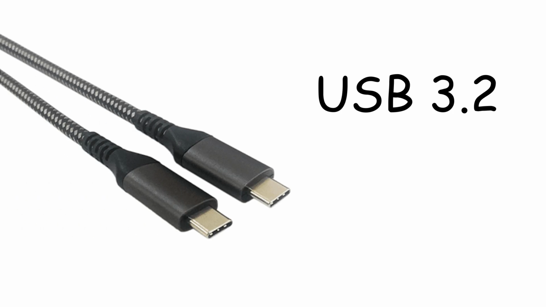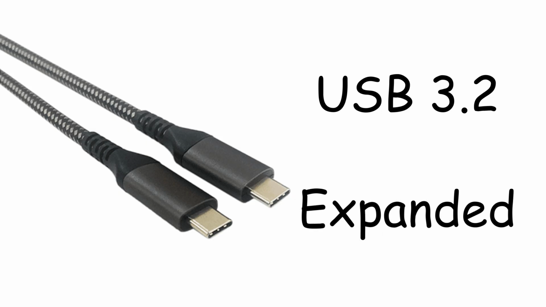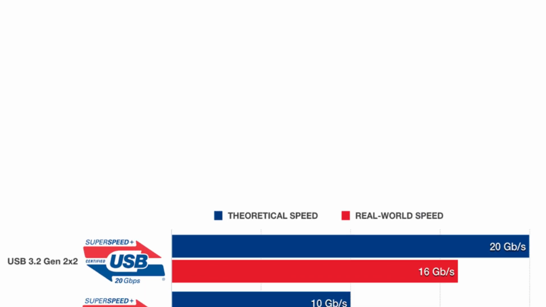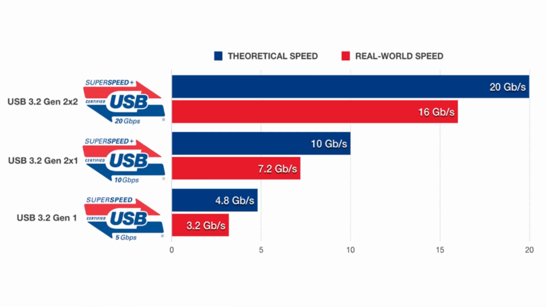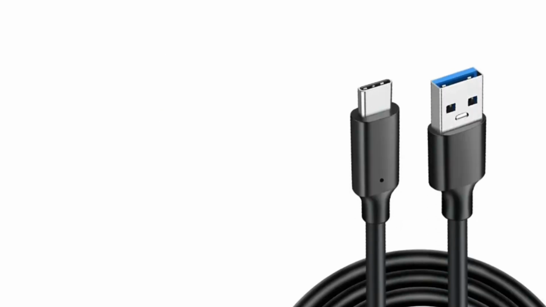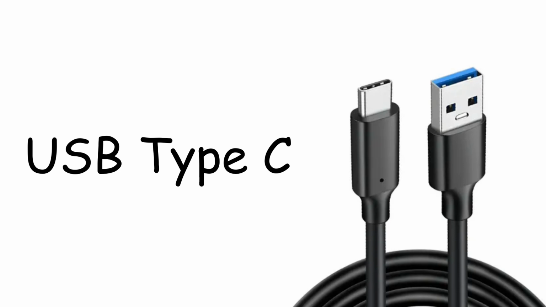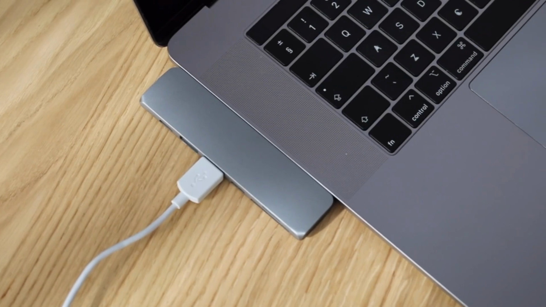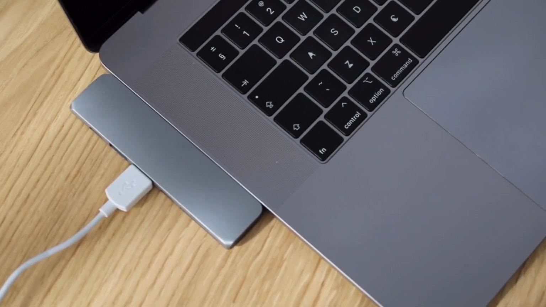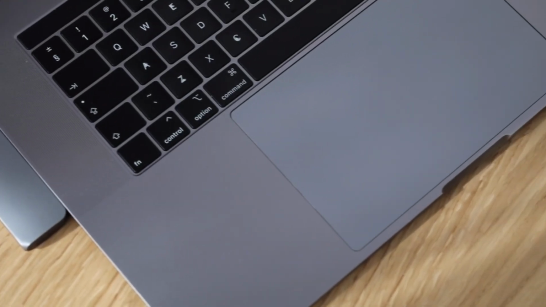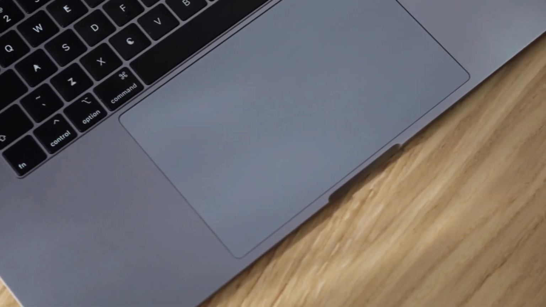USB 3.2. USB 3.2 expanded on earlier versions by using multiple data lanes to increase performance. In certain configurations, it can reach speeds up to 20 gigabits per second. This standard works especially well with USB-C connectors, which were designed to support these higher data rates. It made USB more competitive with specialized high-speed connections used for professional storage devices and high-resolution media workflows.